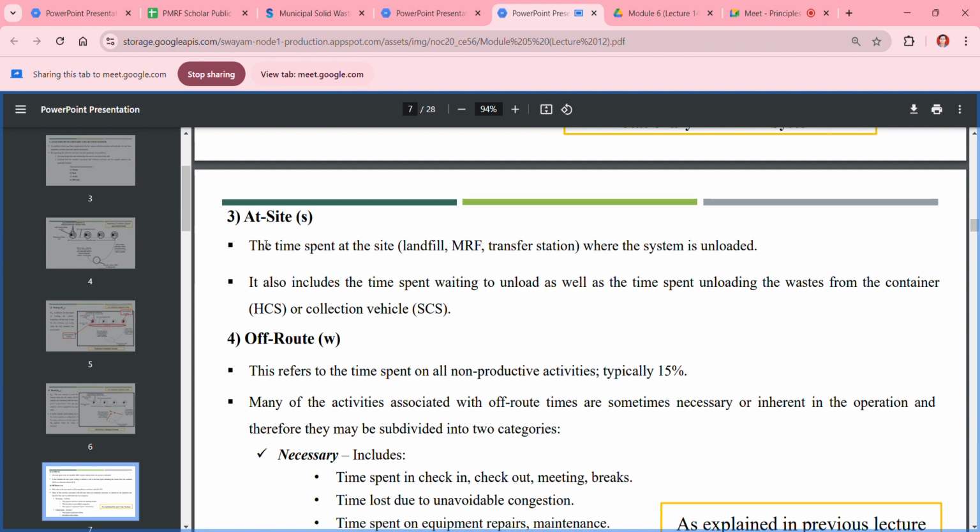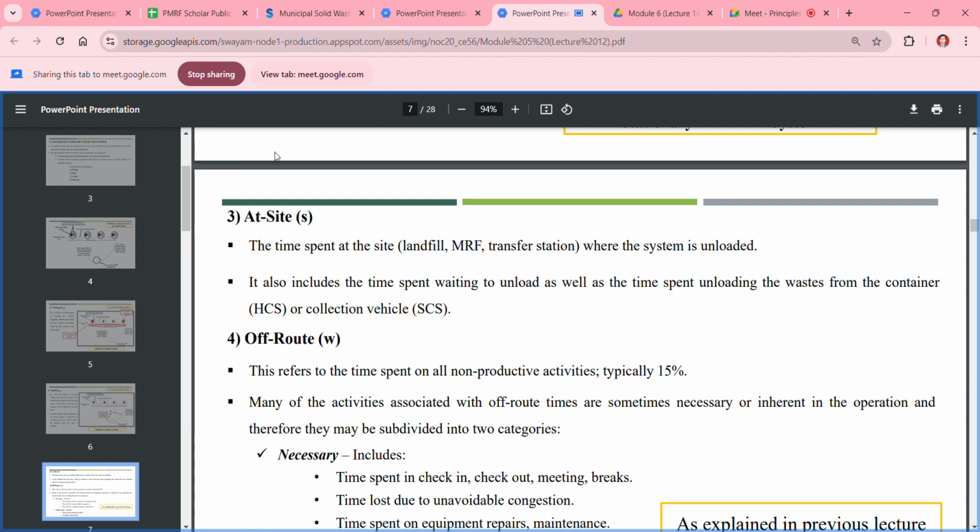The at site time is the time spent at the site where the vehicle is unloaded, and it also includes the time spent waiting to unload. Once we have entered the disposal site, after that your at site time will start. Once you are leaving that disposal site, your haul time will start again. Correct.